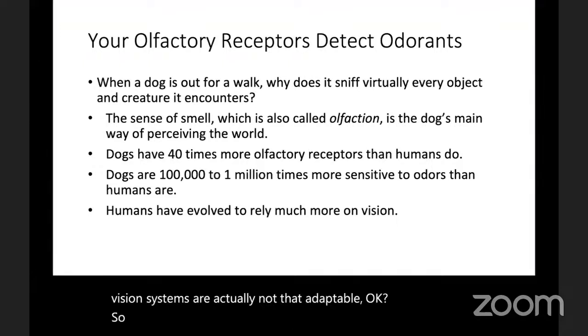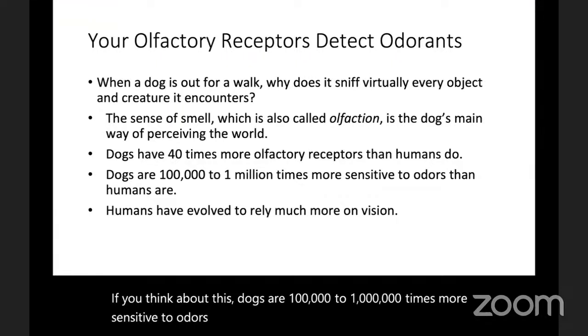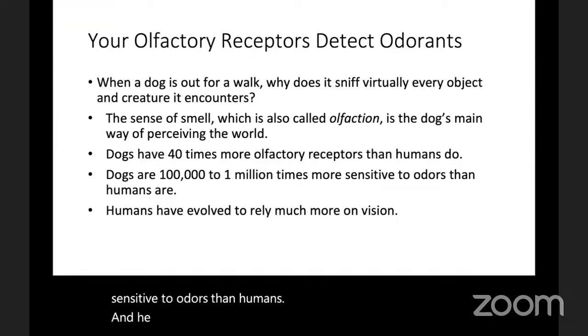So a dog has 40 times more olfactory receptors than a human does. If you think about this, dogs are 100,000 to 1 million times more sensitive to odors than humans. And humans, on the other hand, have a much more acute vision system.